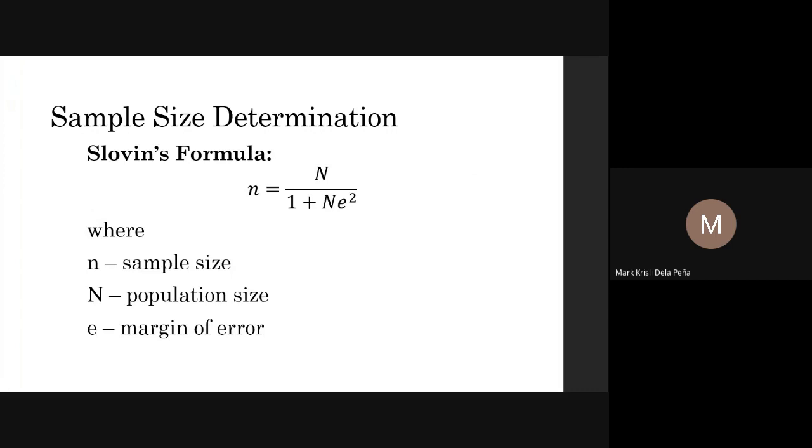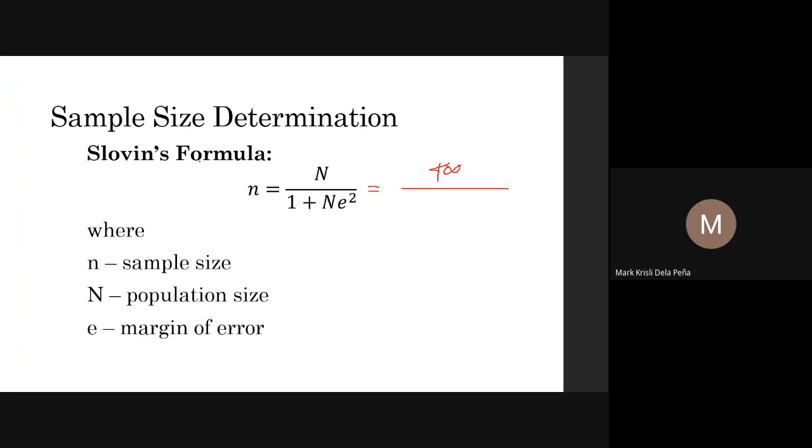So say for example that our population N is 400. How do we get our sample size? The first thing is to identify your margin of error. There are some ways of identifying that, and there are also other methods where we are asked to get the confidence level. But for this case, we will only be getting the margin of error.